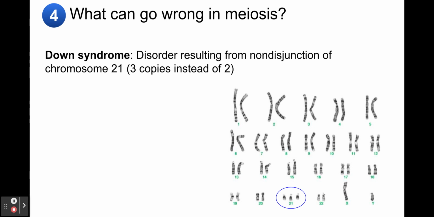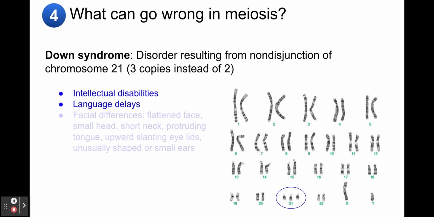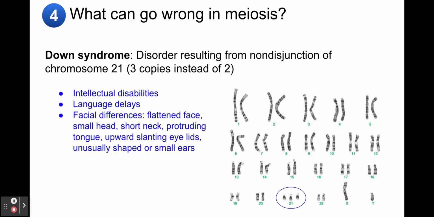The symptoms of Down syndrome are quite severe. Any extra chromosome or missing chromosome is going to be a major impactor health-wise. Intellectual disabilities, language delays, many different facial differences and physical differences. Facial differences include a flattened face, a small head, a short neck, protruding tongue, upward slanting eyelids, unusually shaped or small ears, poor muscle tone, and excessive flexibility and short height.